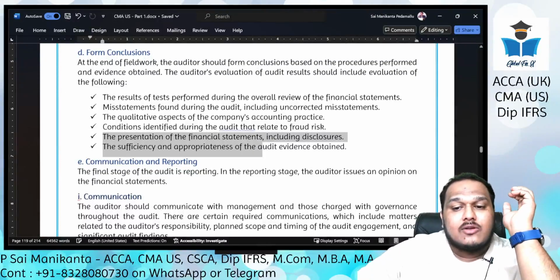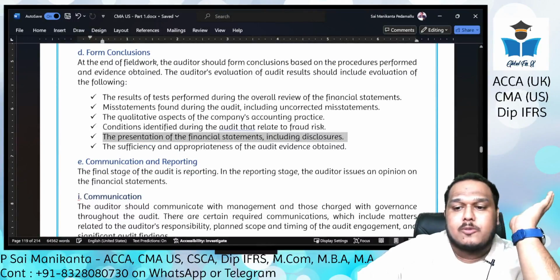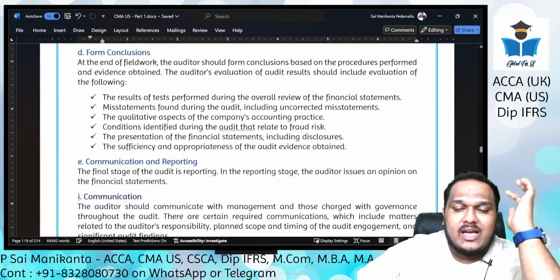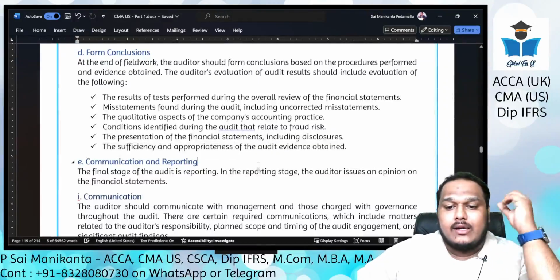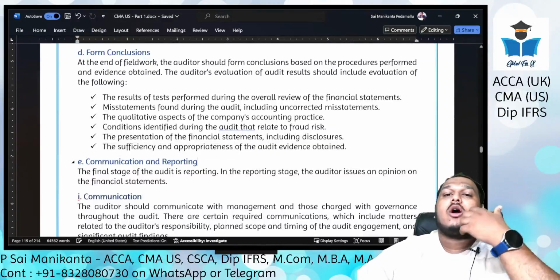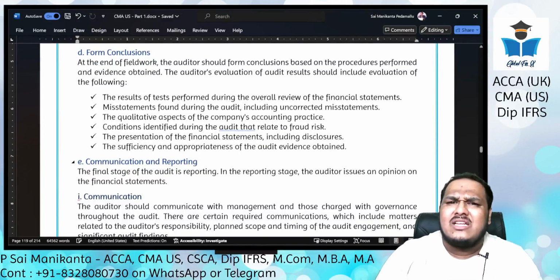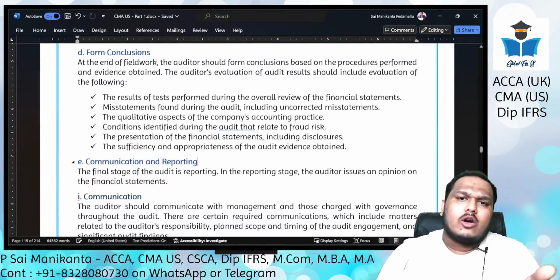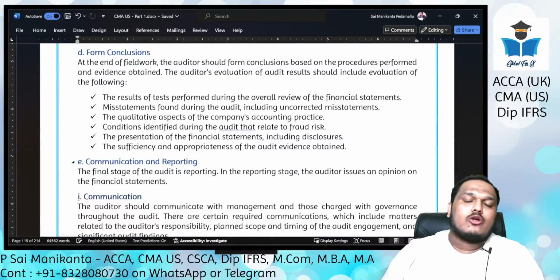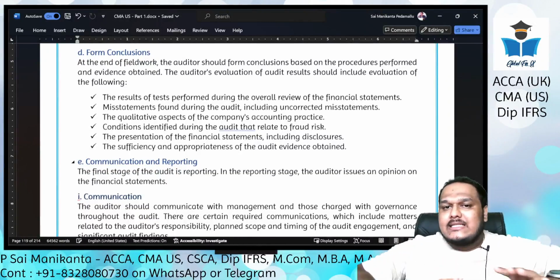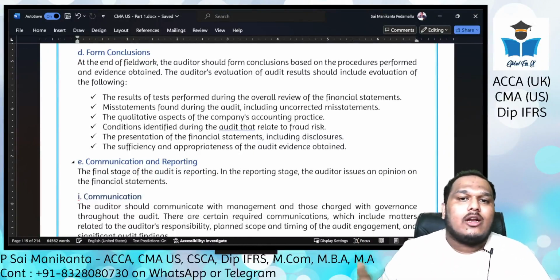Then presentation of the financial statements: whether all the disclosures are properly made or not, whether they are prepared as per the applicable financial reporting framework or not, all that. Sufficiency and appropriateness of the audit evidence obtained. At the end, before you form a conclusion, you have to understand: did I gather sufficient evidence? If not, you should perform more audit procedures and gather more evidence. Without having sufficient and appropriate audit evidence, you cannot form a conclusion, you cannot form an opinion on the financial statements, right? So those are your last steps to be done before you give a final audit report.